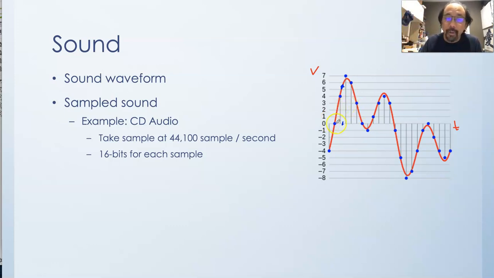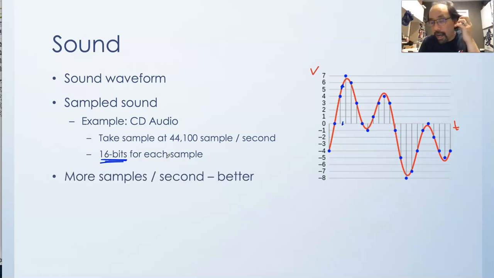The other thing that improves my sampling is how many bits I use for every sample. Here I'm just showing the values from -8 to 7, very discrete values. Not a lot of different bits. But I could use 16 bits to get 65,000 different levels of voltage. And that, again, is going to give me higher fidelity sound. So basically, the more often I sample in time, the better.